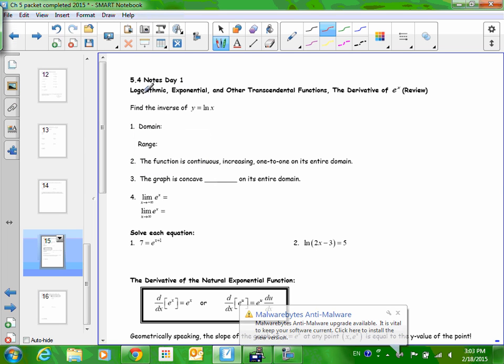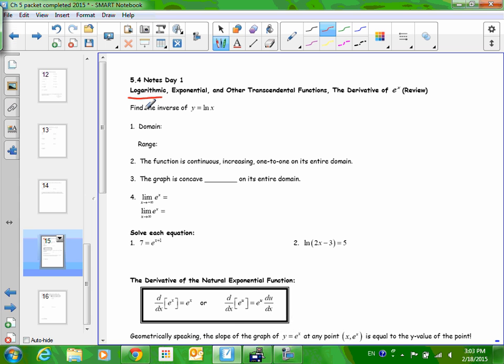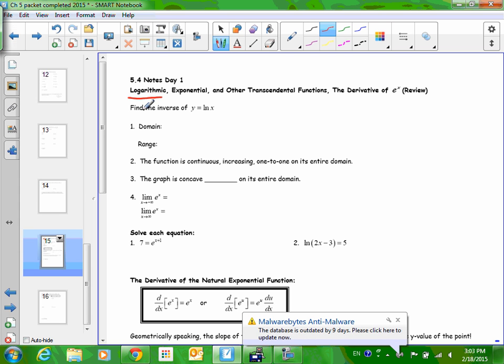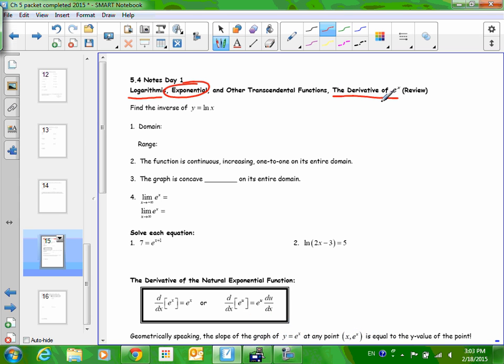Alright, so we already did logarithmic when we did 5.1 log derivatives, 5.2 log integration. What we're going to focus on today and tomorrow is exponential. Specifically, we're going to do the derivative of e to the x, which we actually did in December. I didn't do it so that you would remember it this whole time. I just wanted to get you exposed to how to derive e to the x.